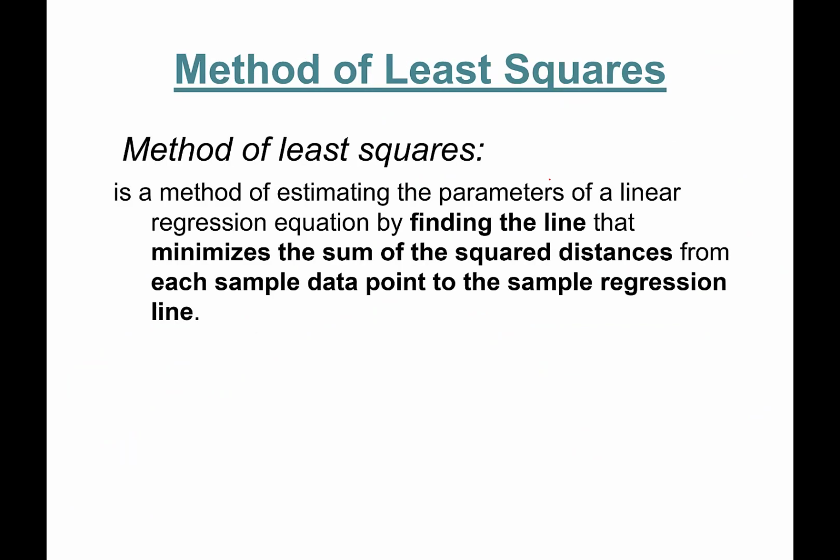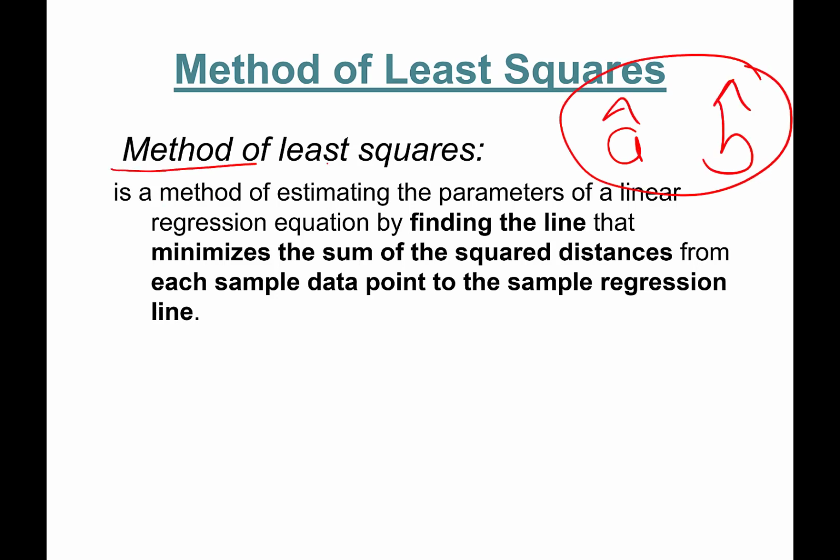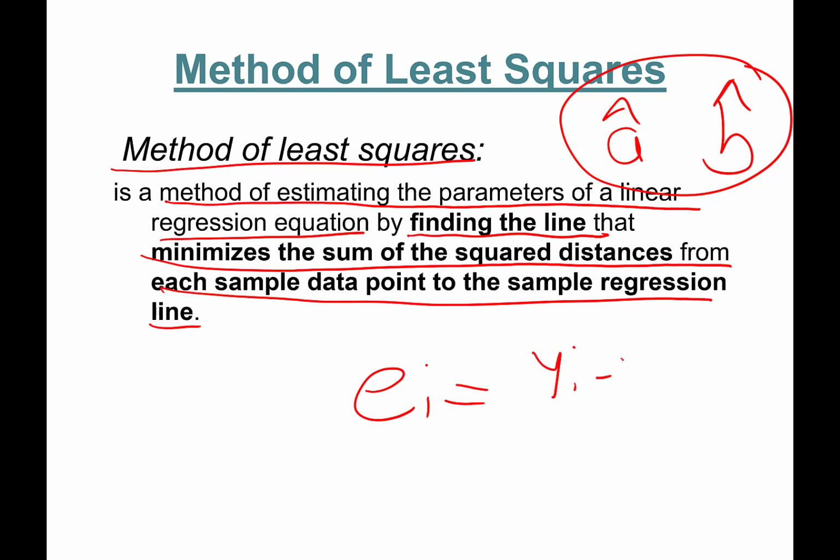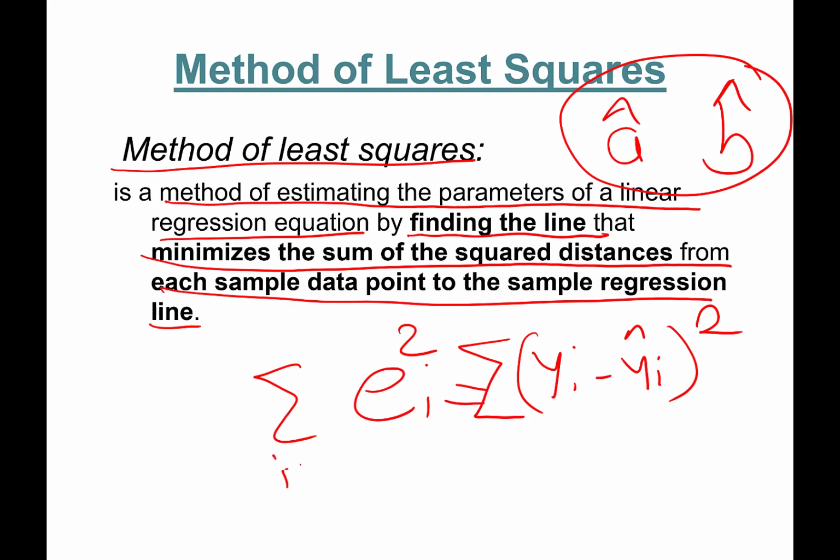So let's talk about the method that we use to find these a hat and b hat parameter estimates. We use the method of least squares. This is a method of estimating the parameters of a linear regression equation by finding the line that minimizes the sum of the squared distances from each sample data point to the sample regression line. Basically what we do, folks, is take the residual, right? So this is y i minus y i hat. We sum these up, squared, from i equals 1 to n.